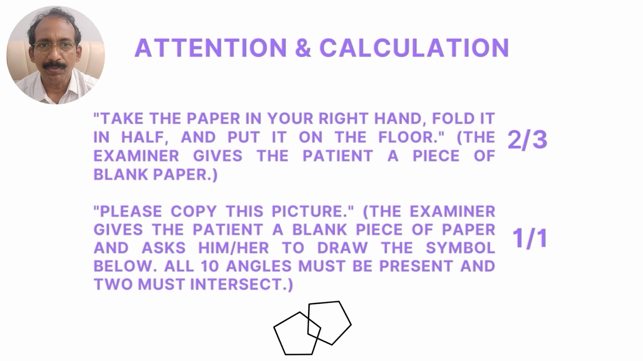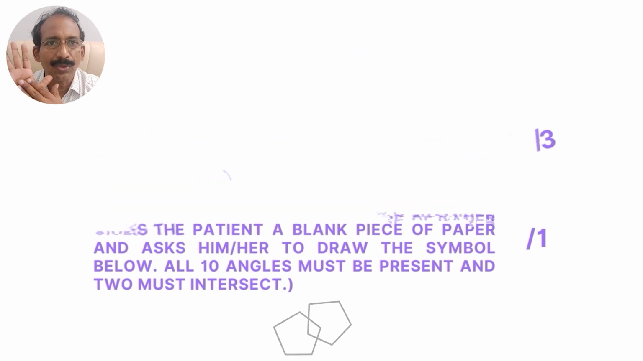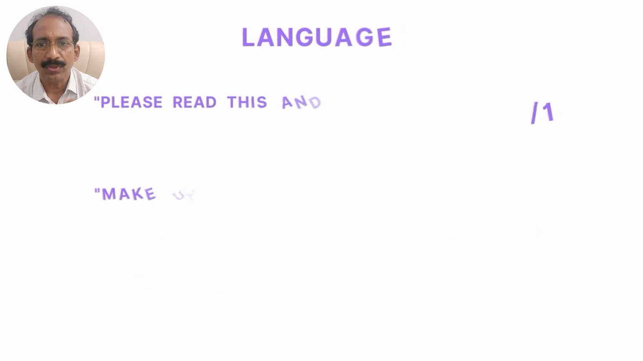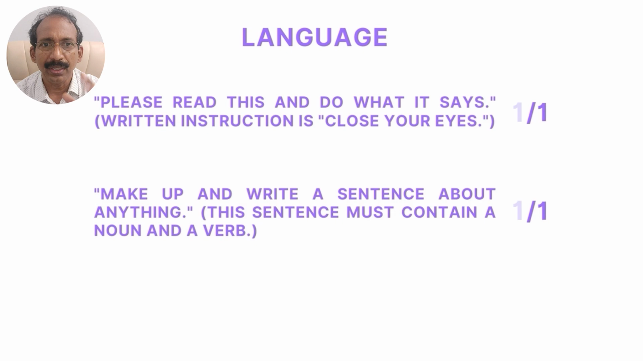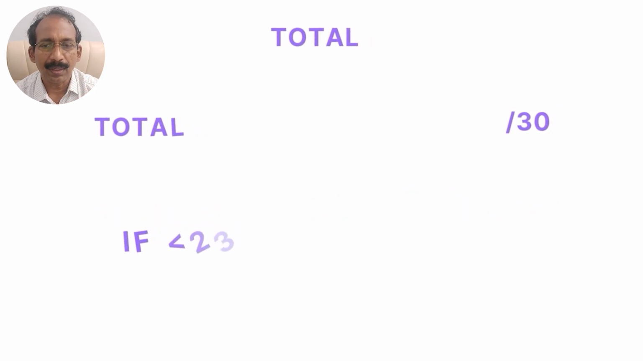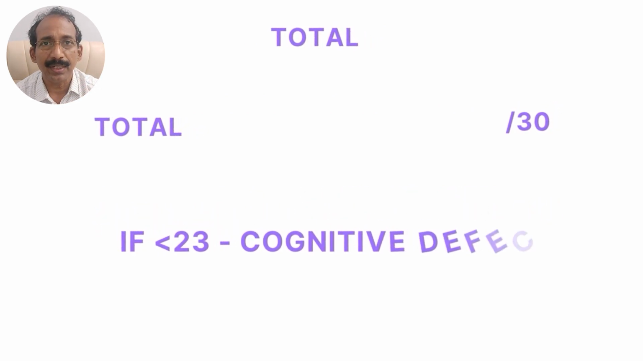So see whether the patient is able to follow your instruction. Ask them to draw a hexagon as you show, and test the language. Just make an instruction, like "close your eyes," let them read and do it, and ask them to make up a sentence, let them write with a noun and verb on their own. So all that you put a mark and just sum up, and if it's less than 23, the patient has got a cognitive defect. So that's higher function.